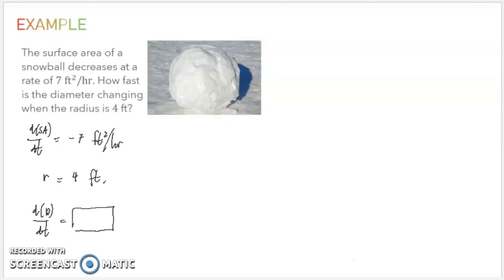So what formula relates surface area with diameter? A snowball is a sphere, so we use the surface area of a sphere, which is 4 pi r squared. But here we see that instead of diameter, we have radius. So we use the concept that the diameter is twice the radius. Hence, the radius is diameter over 2, and we can replace this r here with d over 2.